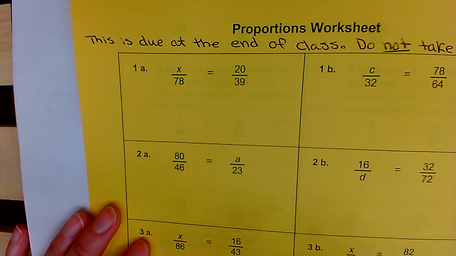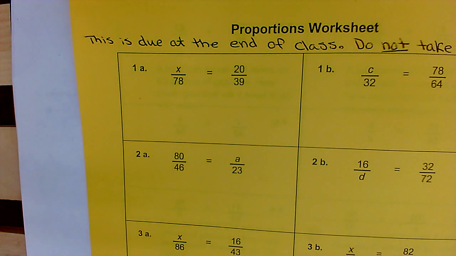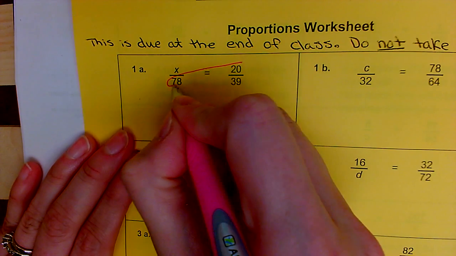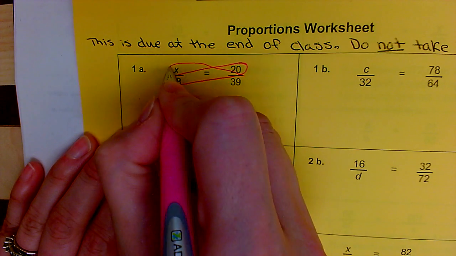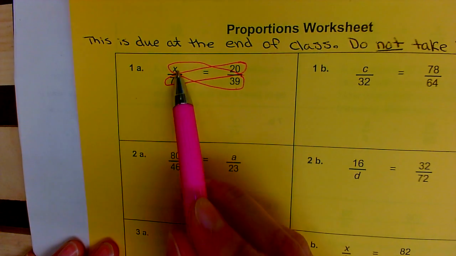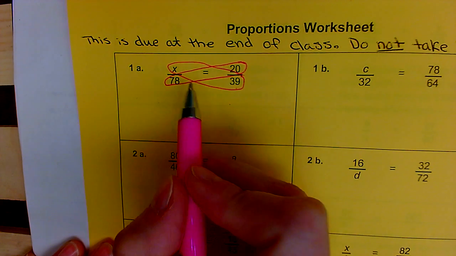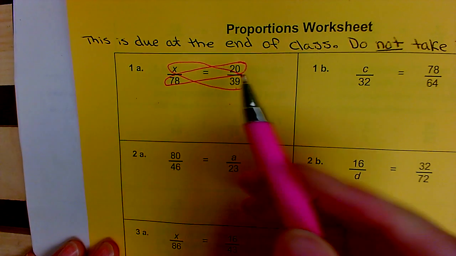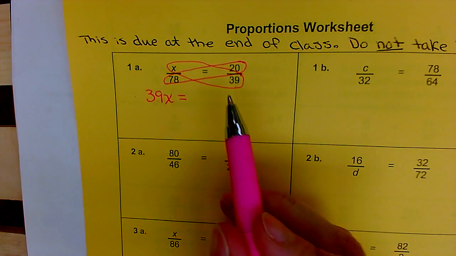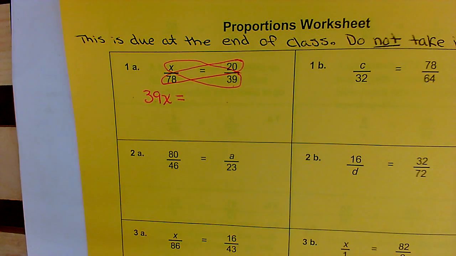So look at your assignment, the one that is called Proportions Worksheet. I'm going to do example 1A with you. It's the same idea. We've got a proportion, two fractions set equal to each other. I am going to cross multiply each one of these things. And it doesn't really matter if you put your 39x on the left or on the right. I'm just going to do x times 39 gives me 39x, and this is equal to 78 times 20.